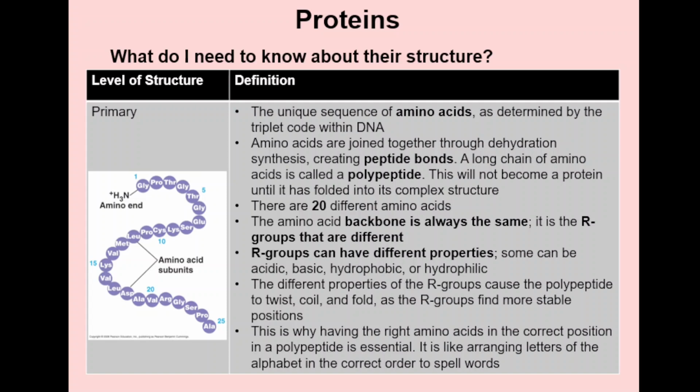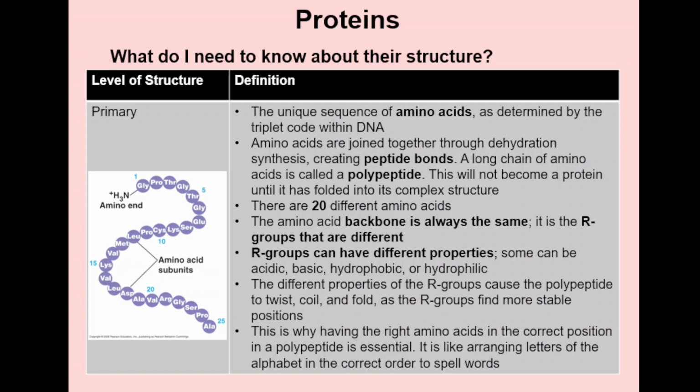When it comes to the amino acids, there are 20 different amino acids. The backbone of the amino acid is always the same, with the alpha carbon, and with the hydrogen, the amino group, and the carboxylic acid group. It is the R groups that are different. So there are 20 different R groups. And the R groups can have different properties. So some can be acidic, some can be basic, hydrophobic, or hydrophilic.